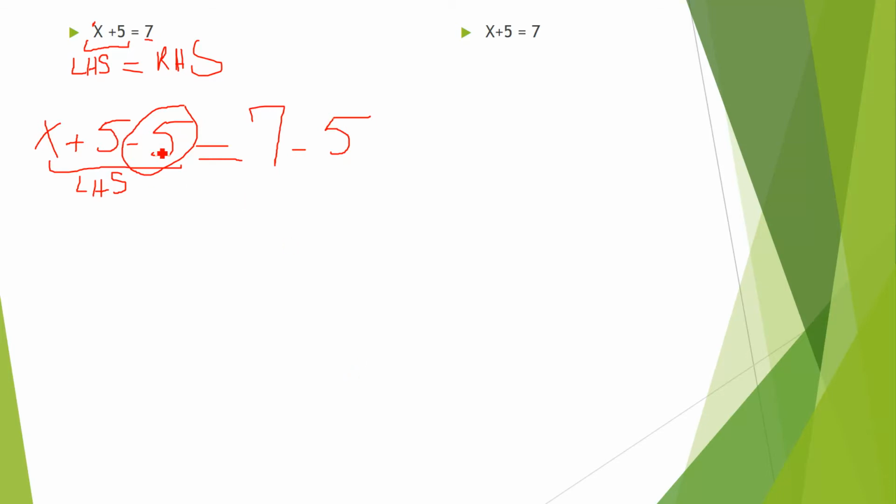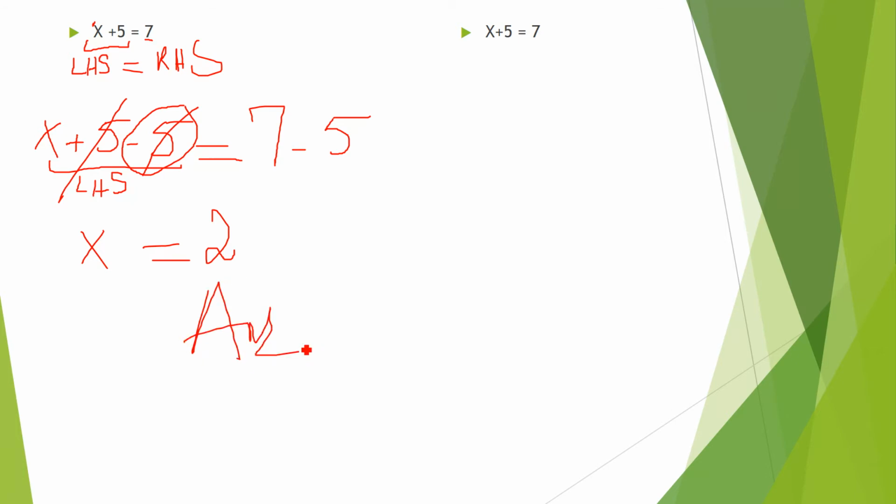Now this is positive 5, this is negative 5. They will cancel out each other. Only x is remaining on the left hand side. X is equal to 7 minus 5. This is 1. Grade 1 math. 7 minus 5, which is equal to 2. So x is equal to 2, or the value of x is 2.